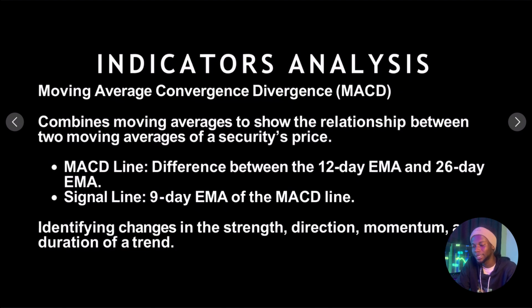Now the MACD is also called the moving average convergence divergence. It is a combination of moving averages to show the relationship between two moving averages of a security price. In the MACD, we have the MACD line, which is the difference between the 12 moving average and the 26 moving average, and then we also have the signal line, which is the 9 EMA. So let us go to the chart. It is used to identify changes in the strength, direction, momentum and duration of the trend.